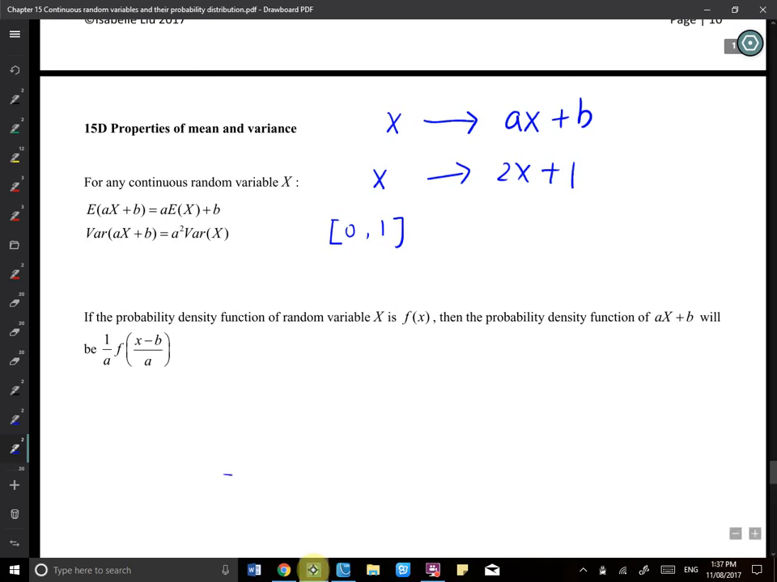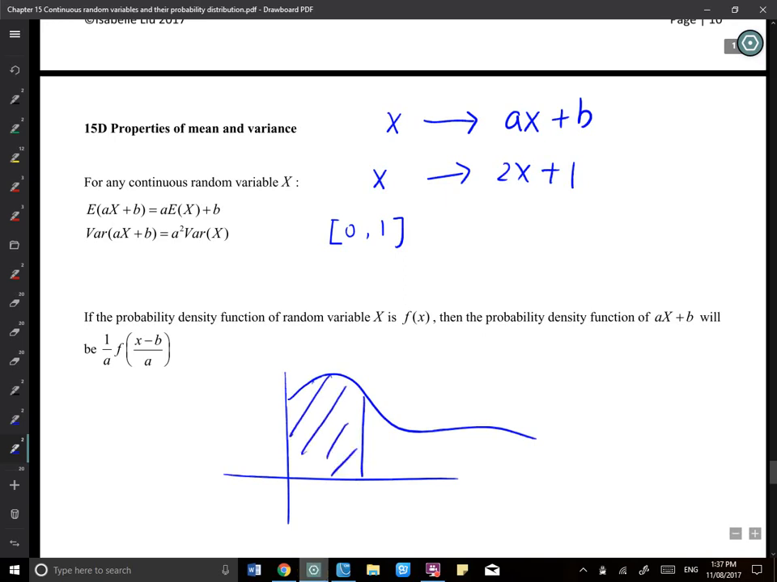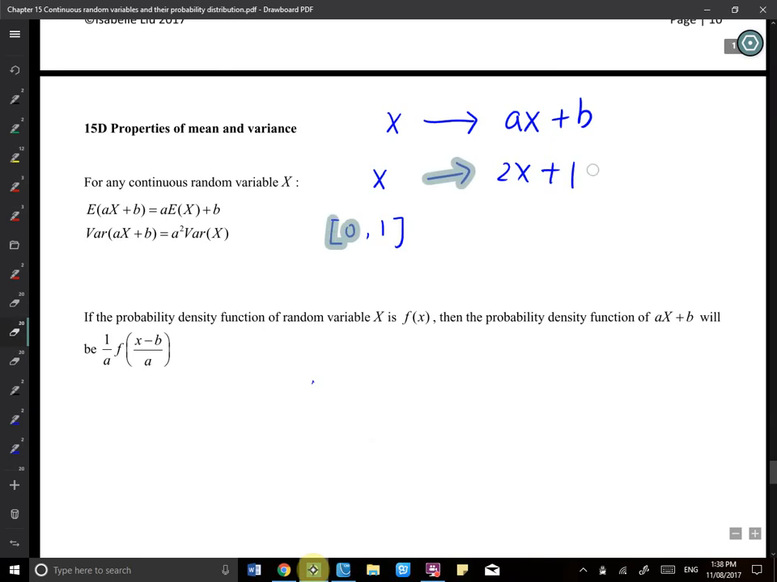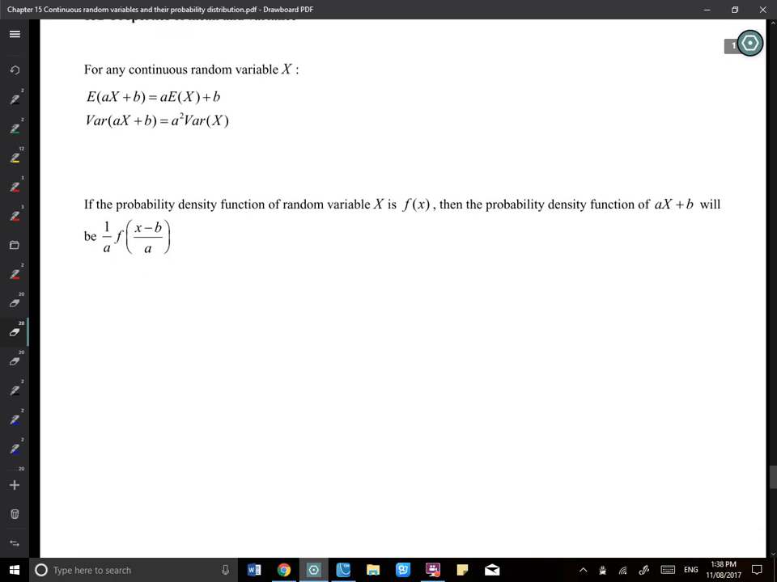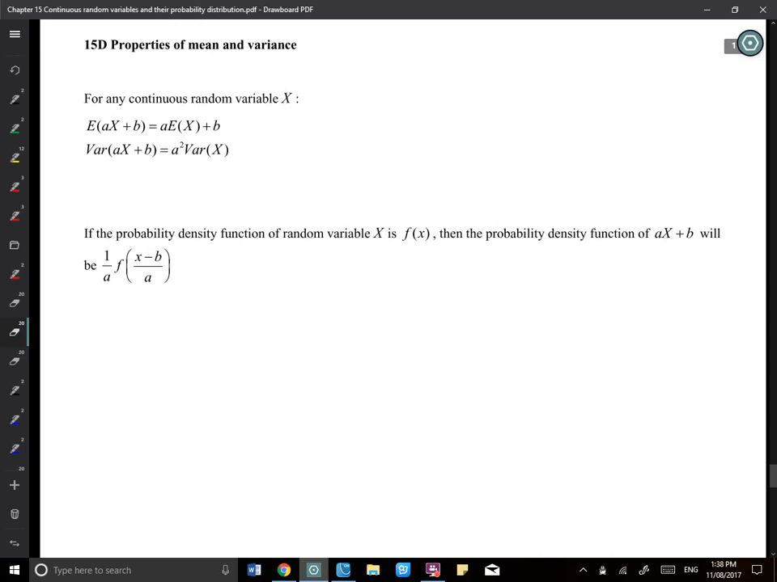Originally, for example, from here to here, 0 to 1, that is an area of 1. Then that becomes 2 to 3. It's not going to have the area of 1. It's not the same area we're talking about. So the function will definitely change. When your new random variable becomes 2x plus 1, the function will change together with it. So how will that change? This is the very, very interesting part. Have a think. What you have is x.